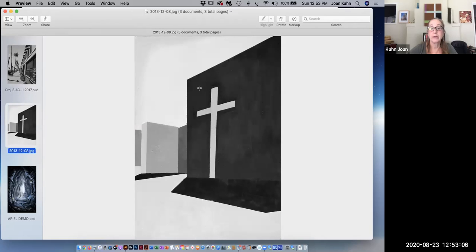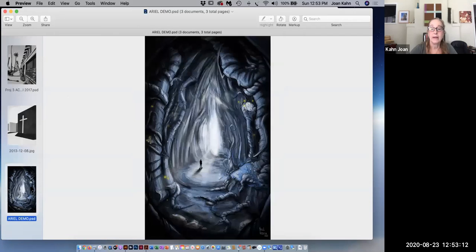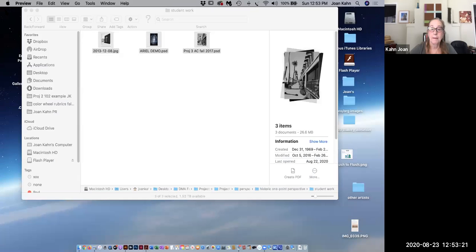Another one where the vanishing point is actually way outside to the left of the picture. And another one where the vanishing point would be somewhere in the white area, the lit white area here. All 1 point perspective.